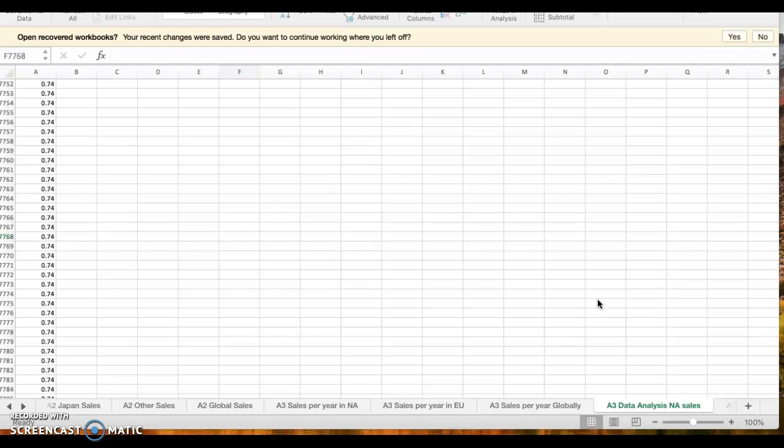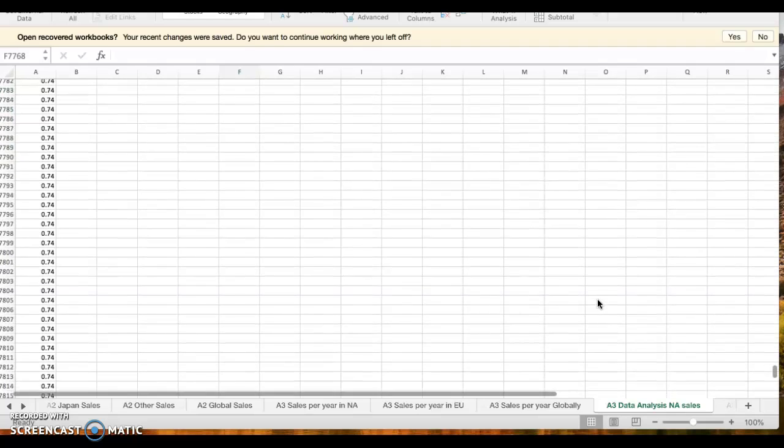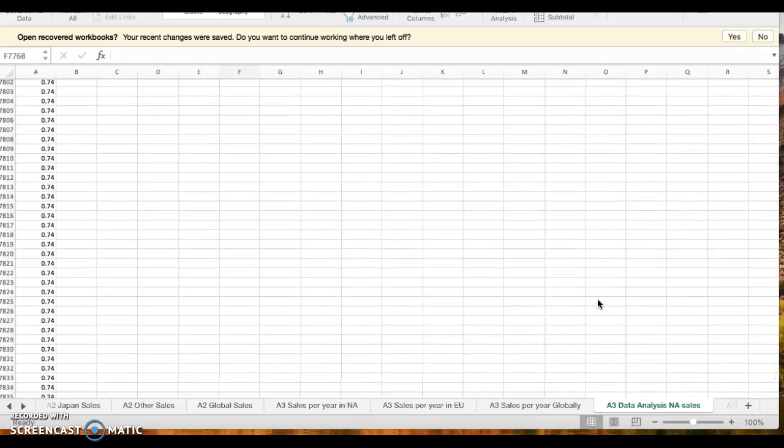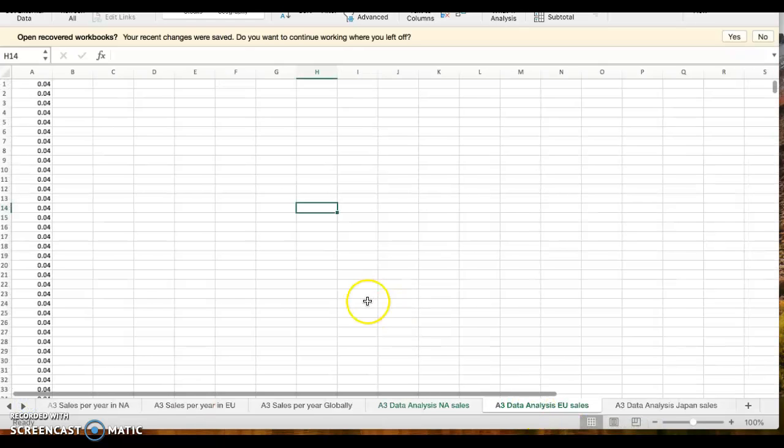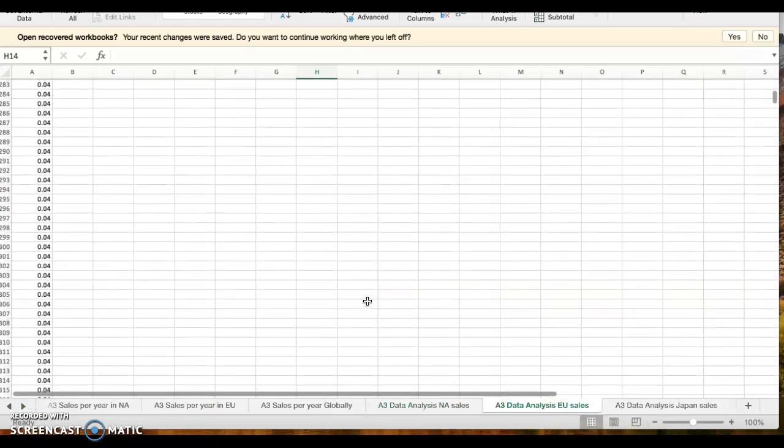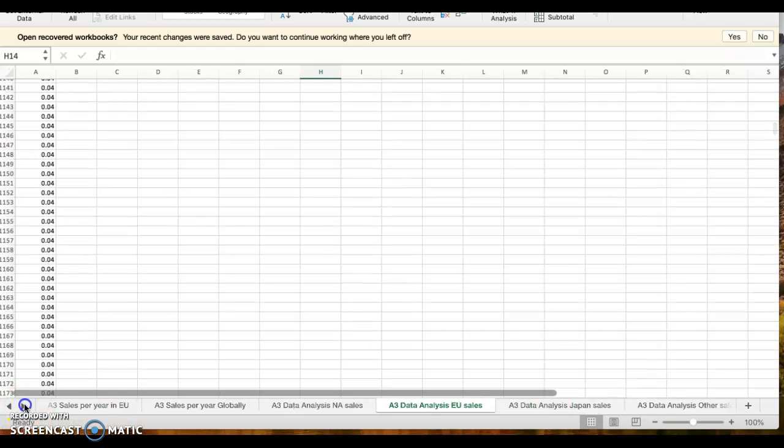For the data analysis part of assignment 3, I wanted to see how often numbers were reoccurring in each sales section, and so I did a sampling of 8,300 just to see how often they were recurring, and it actually ended up being the same number over and over again, which told me that at least half of the data had the same amount of sales. This is the North American one, and when you go all the way down, you see it's the same number. Europe was pretty much the same, I believe, scrolling through all of that.